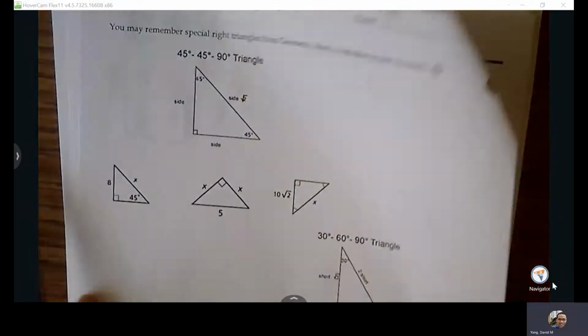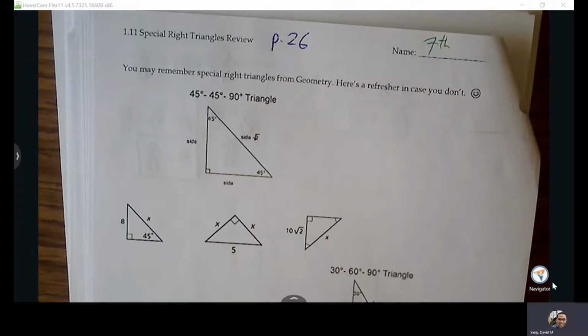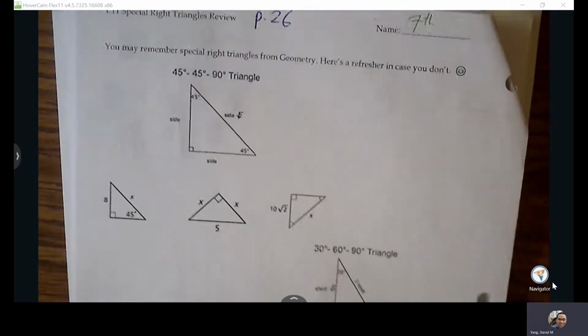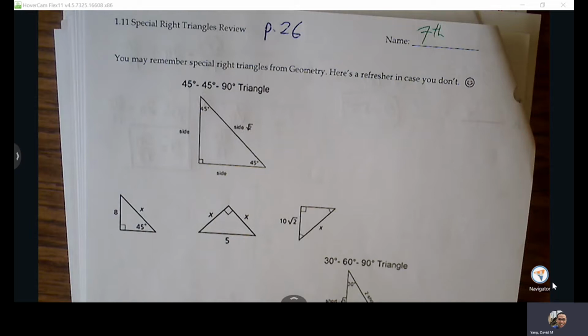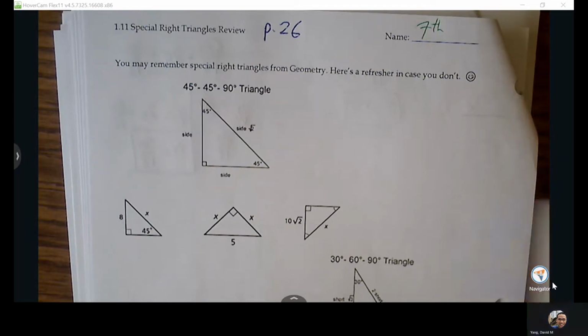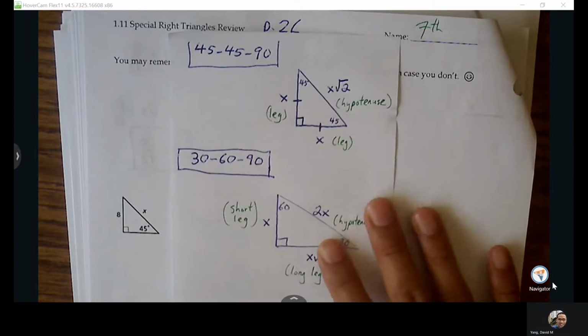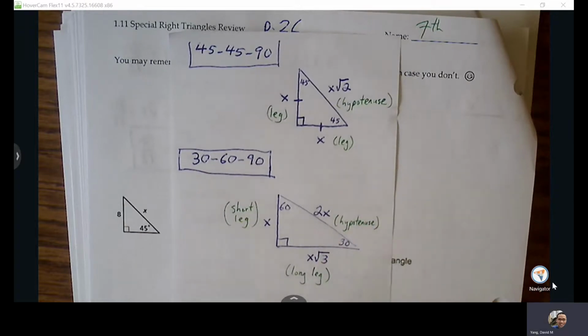Okay, so today we're going to talk about special right triangles, and then we're also going to move into something called unit circles. Okay. So you guys remember this, right? 45, 45, 90 triangle, 30, 60, 90 triangle.